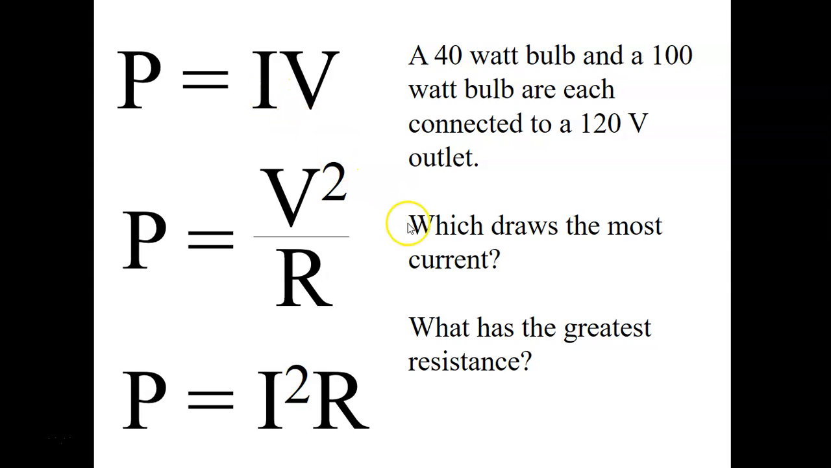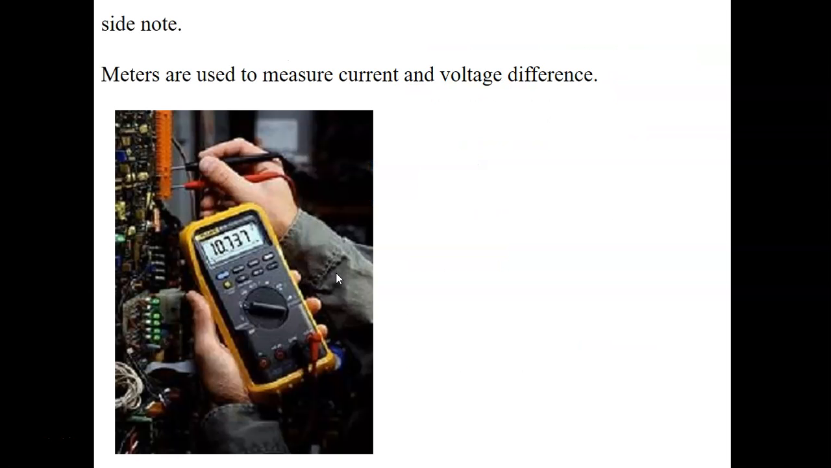Which has the greater resistance? We could answer this a couple of different ways. One, we know that the 100-watt light bulb has more current, therefore it must have lower resistance. Or we can look at this version of the equation, where for a given voltage, more power means a smaller resistance. So the smaller resistance is going to give me more power. Just a way of interpreting things with those equations.